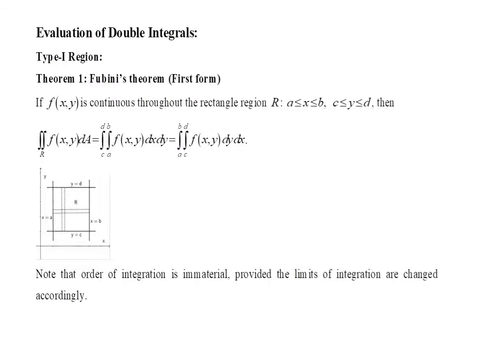Let us move to how to evaluate the double integrals. In the first form, the region of integration is a rectangle. If you consider the region of integration to be a rectangle, x varies from a to b and y varies from c to d. So the x limits and y limits are constants. In that case, the integral over region R of f of x y dA, where dA is either dx into dy or dy into dx.